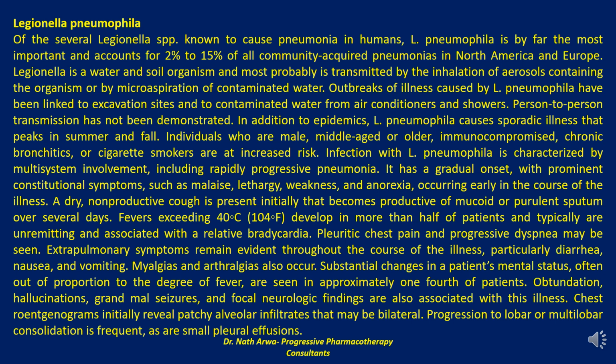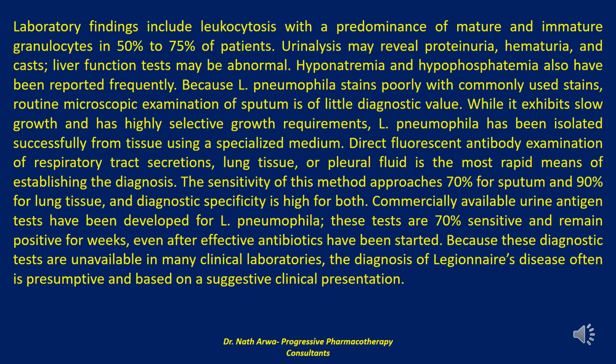Chest roentgenograms initially reveal patchy alveolar infiltrates that may be bilateral. Progression to lobar or multilobar consolidation is frequent, as are small pleural effusions. Laboratory findings include leukocytosis with a predominance of mature and immature granulocytes in 50% to 75% of patients. Urinalysis may reveal proteinuria, hematuria, and casts. Liver function tests may be abnormal. Hyponatremia and hypophosphatemia also have been reported frequently.